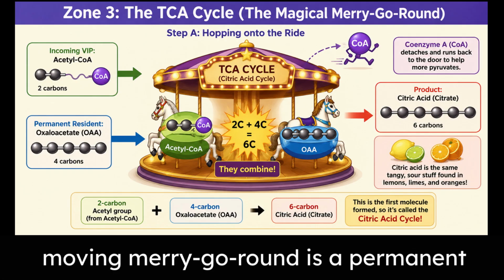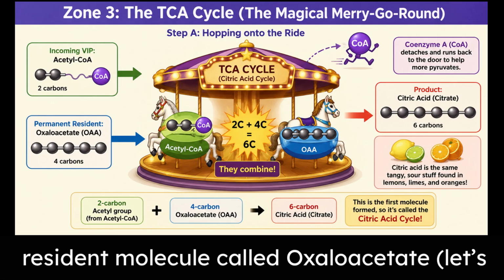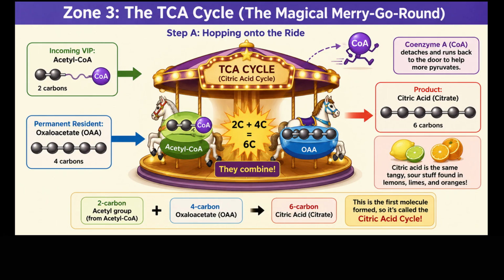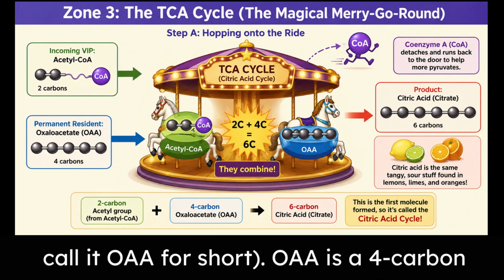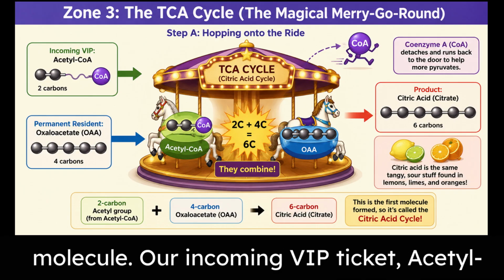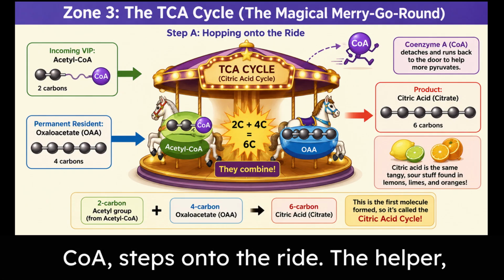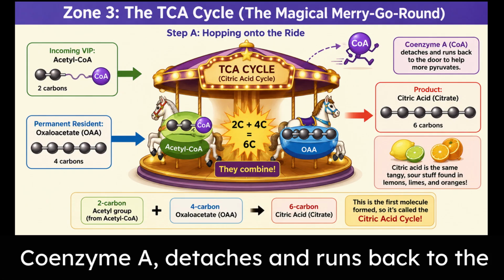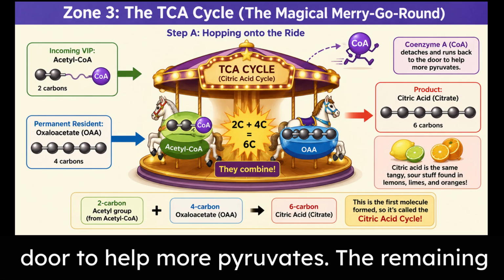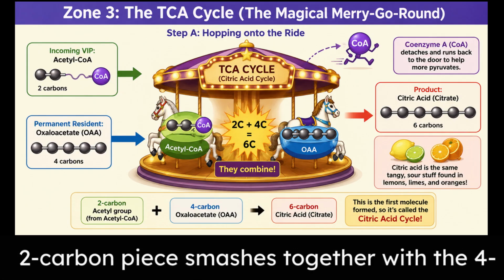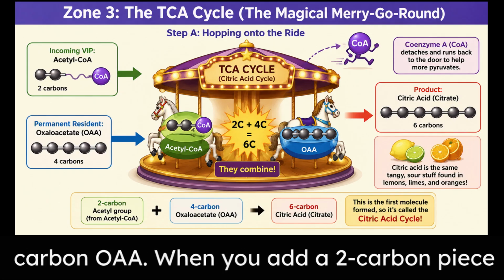Step A. Hopping onto the ride. Waiting on the moving merry-go-round is a permanent resident molecule called oxaloacetate. Let's call it OAA for short. OAA is a 4-carbon molecule. Our incoming VIP ticket, acetyl-CoA, steps onto the ride. The helper, coenzyme A, detaches and runs back to the door to help more pyruvates. The remaining 2-carbon piece smashes together with the 4-carbon OAA.